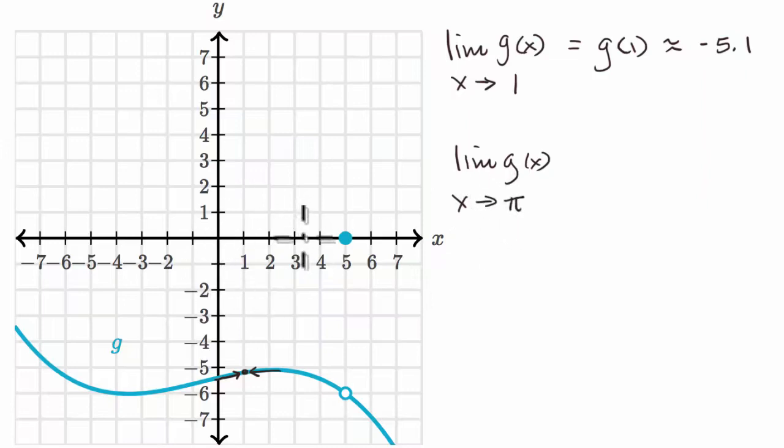So pi is right around there. As x approaches pi from the left, we're approaching that value, which just looks actually pretty close to the one we just thought about. And as we approach from the right, we're approaching that value. And once again, in this case, this is going to be equal to g of pi. We don't have any interesting discontinuities there or anything like that.